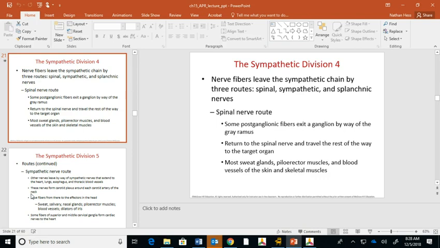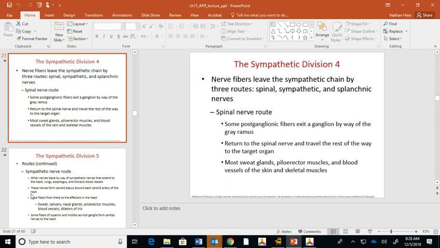So, the spinal nerve route. You all know what spinal nerves are, right? These are the nerves that are carrying the sensory and the motor pieces to the arms, right? All the somatic nervous system we've talked about. There are some sympathetic nerve fibers that just piggyback on those nerves, and they follow the same route to these organs. Things like sweat glands, the piloerector muscles.